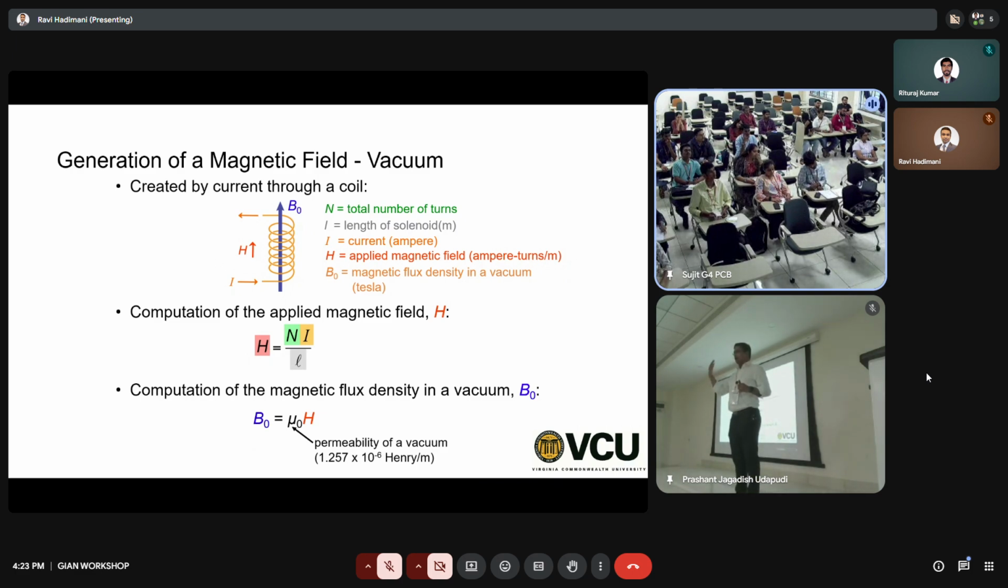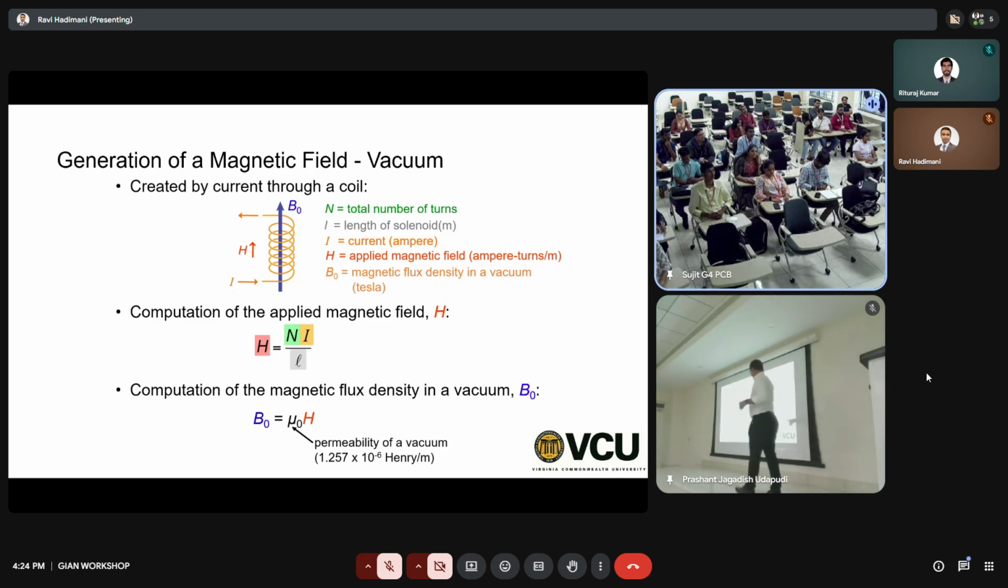Just as current is important in generating the magnetic field, B is important in generating the after effects of the magnetic field, which are induction heating or generating torque in motors. That depends on B, which means you have to choose the right material. If you choose a material that doesn't respond to a magnetic field, it's useless. You can't get heating, you can't get torque, right?